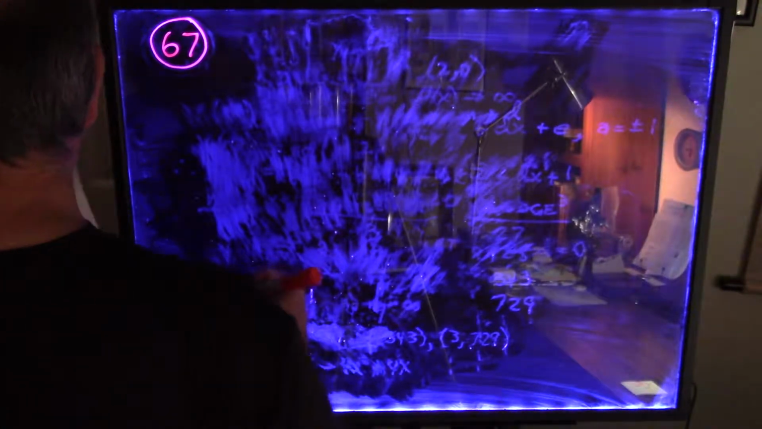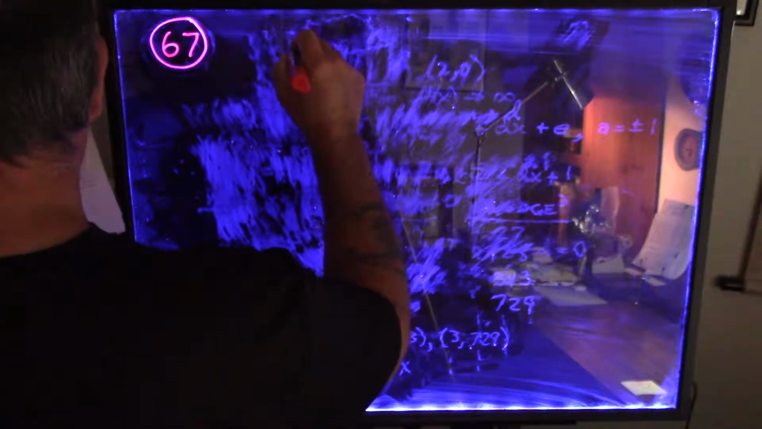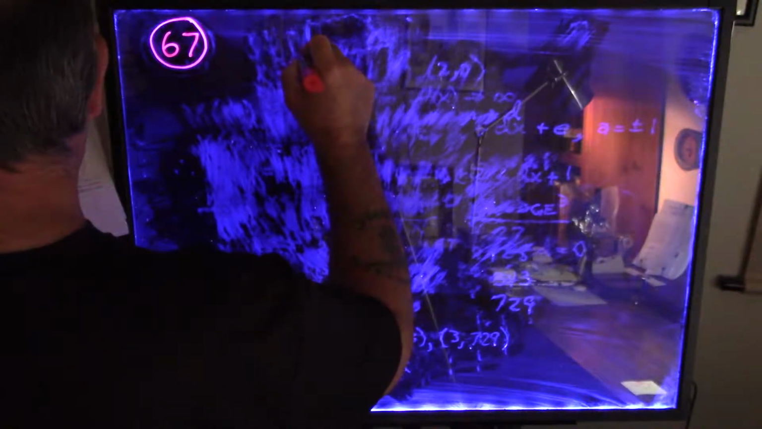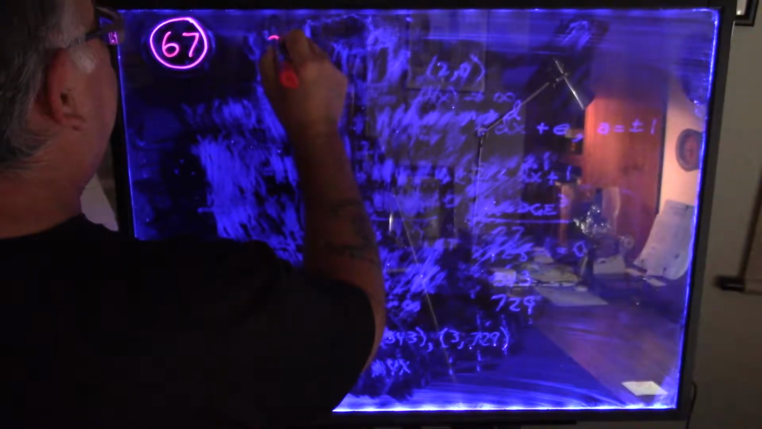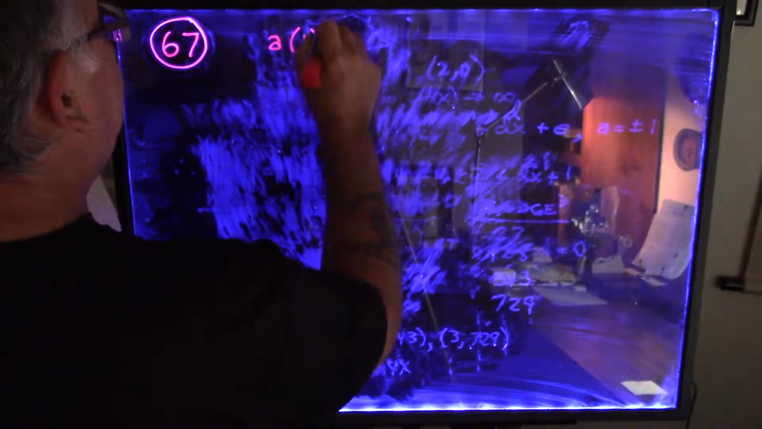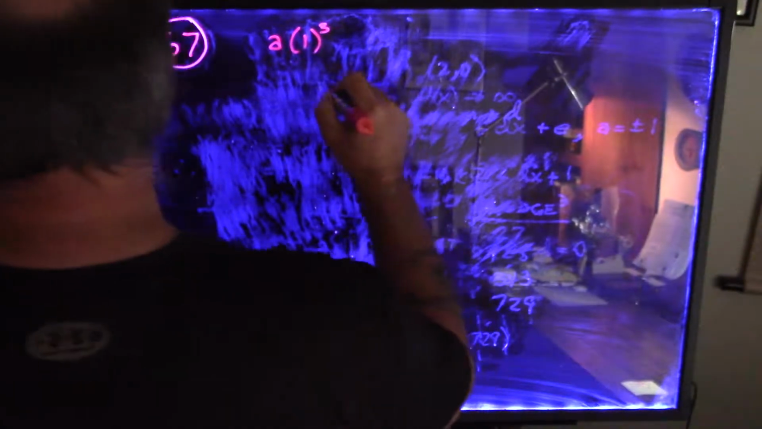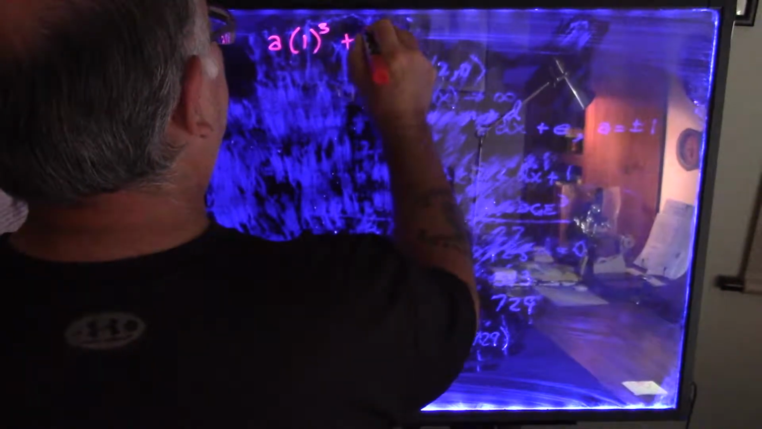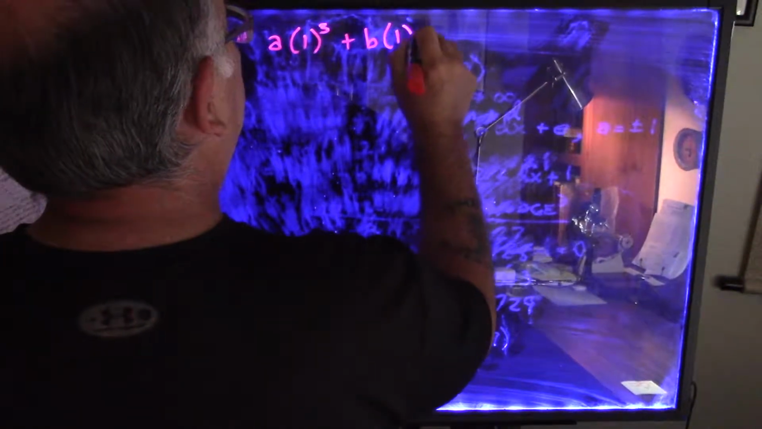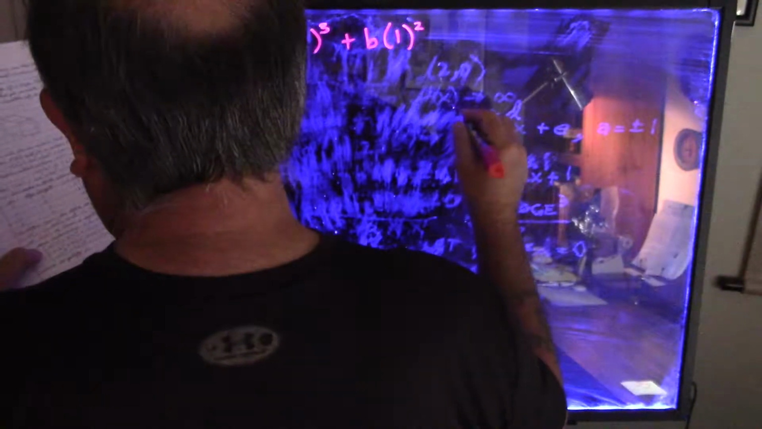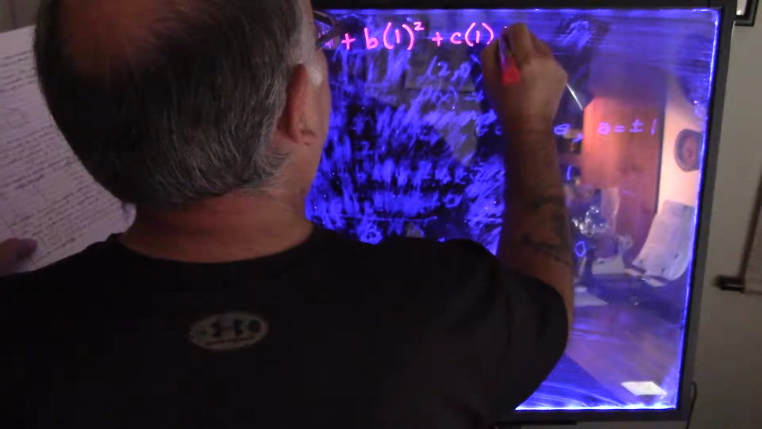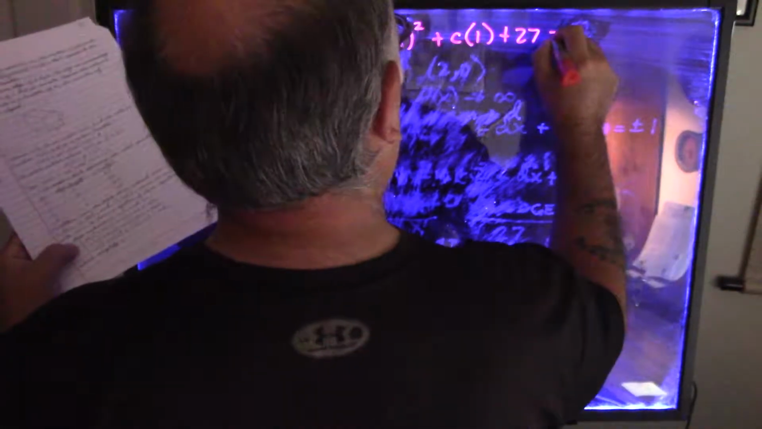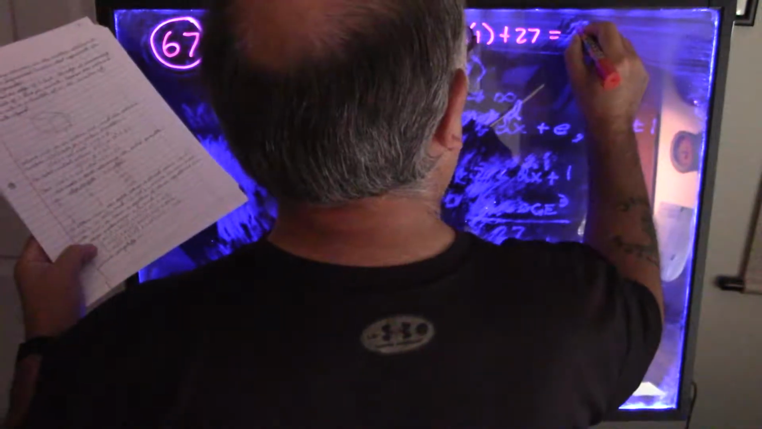Okay, we're ready to go here. We have three equations in three unknowns. You first let m equal 1 in V of m, and so we have a times 1 cubed plus b times 1 squared plus c times 1 plus 27 equals, the volume at that point was 125.